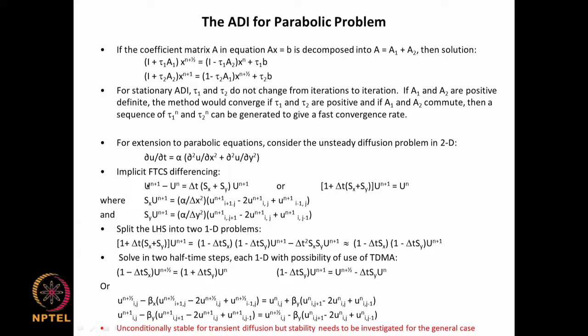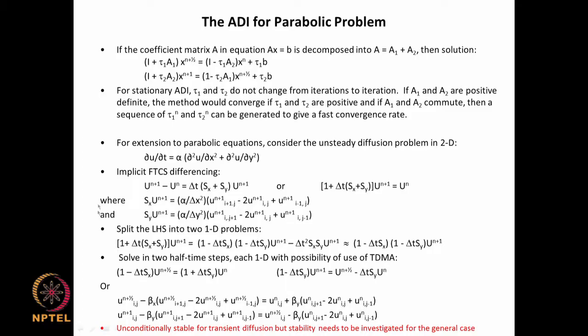We can use our implicit FTCS differencing for stability. We know that explicit means that there is conditional stability, but implicit will make it unconditionally stable. But in the process we get an equation which has 5 diagonals, and 5 diagonals means that we cannot solve it using the TDMA method.